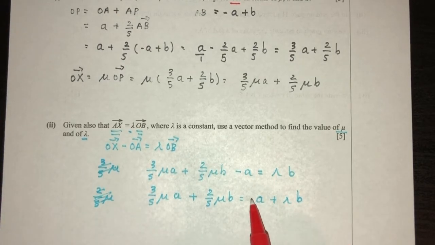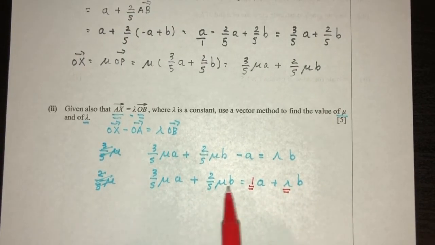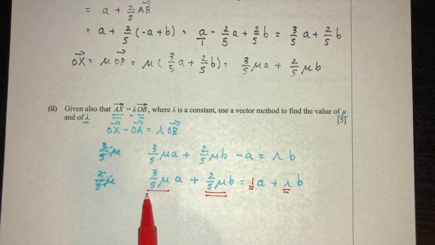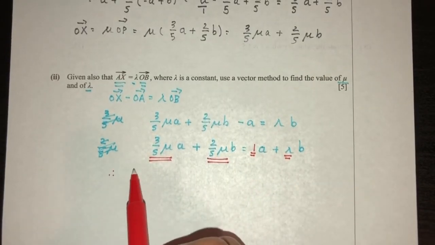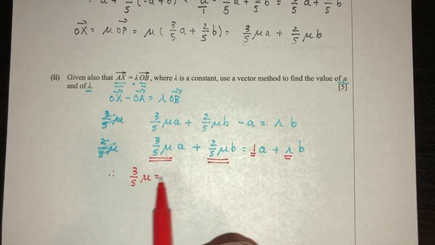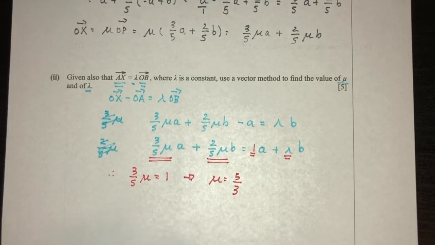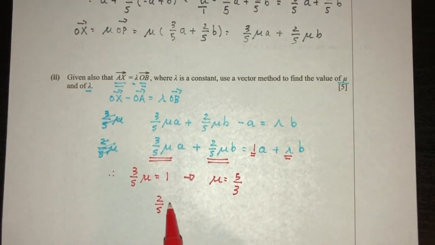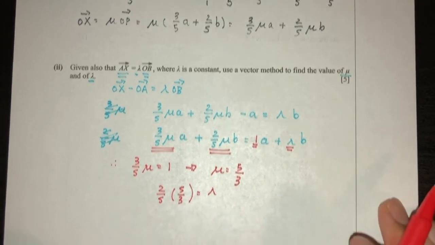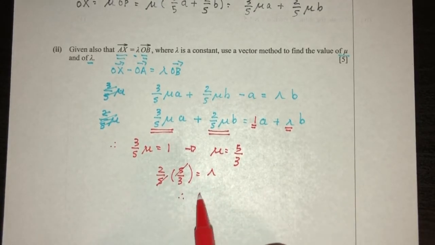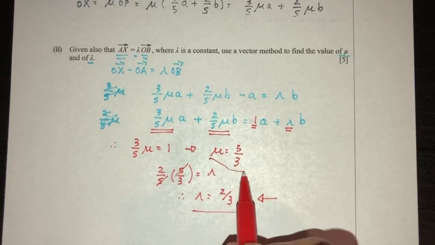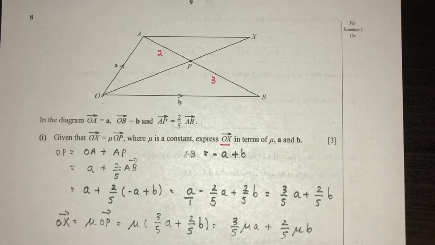So the coefficient of a is 1 and the coefficient of b is λ. From this you can see we have 3/5 μ equal to 1, which means μ is equal to 5/3. Now here we have 2/5 of μ, which is 5/3, equal to λ. So cancel, cancel, which means λ has to be 2/3. This is your answer for these two values. That is your question number 8.